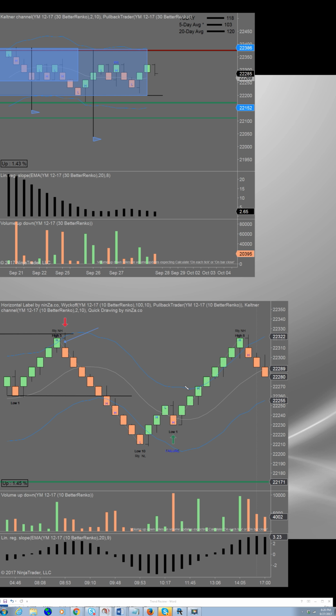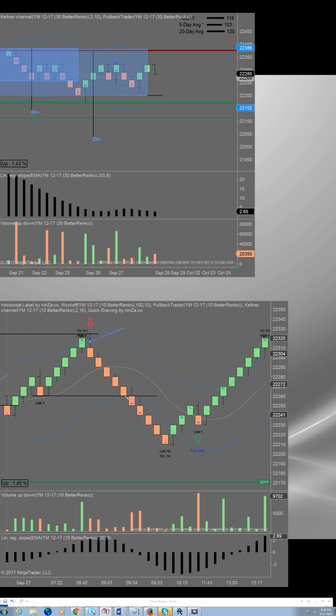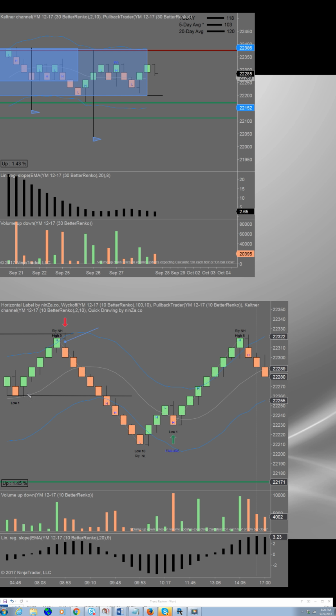The second point is that the concept of failure is, again, high volume, unable to do anything, meaning having no follow through, and instead you get a reversal. So that is failure in this case. And the third is breaking through support on heavy volume, or breaking through what would have been resistance on heavy volume.